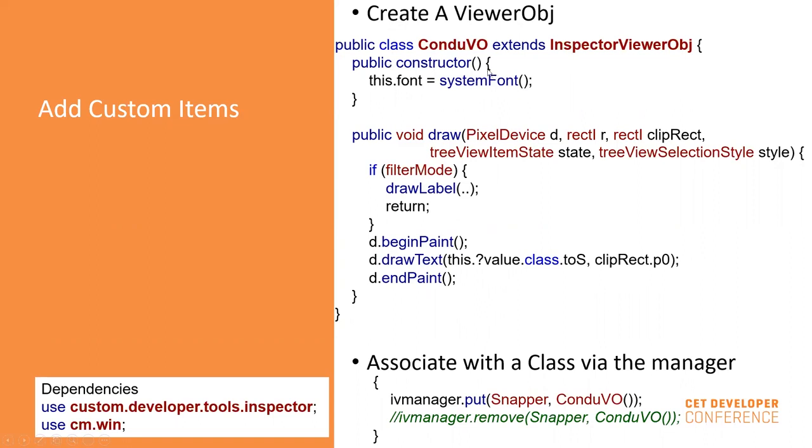So I have a constructor, this.font equals system font, just to grab a font for when I am drawing my text. And then when I draw it, I have access to this value. A tree view object has a value associated with it for us. And then you're gonna want to do what I chose to do, actually. You can do anything you want in here between begin paint and end paint. Go wild. You can draw a color swatch if you want. But I just chose to draw the class name at the clip rect position 0.